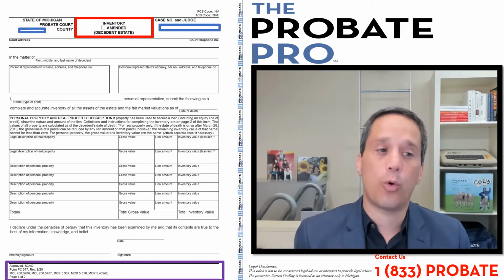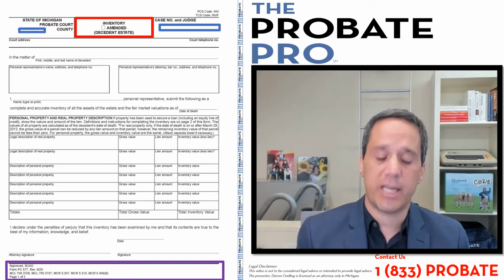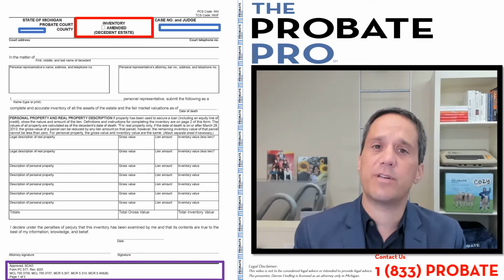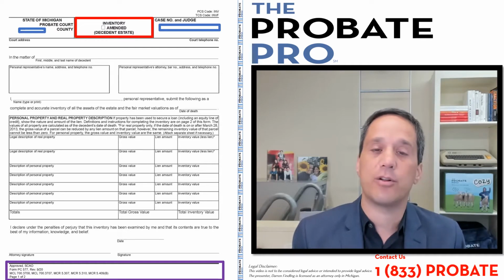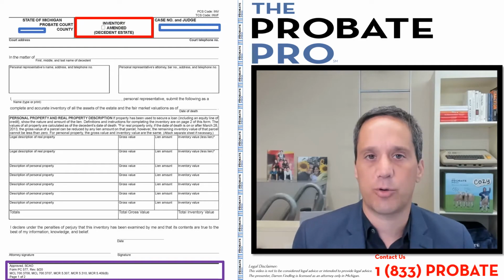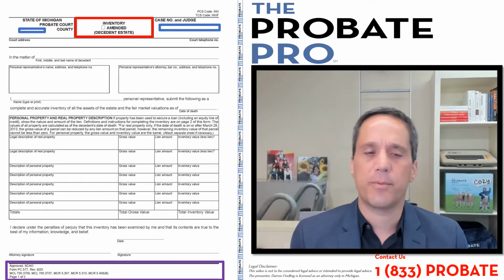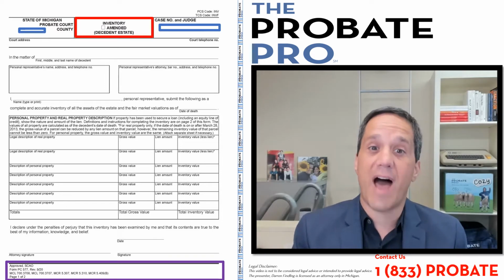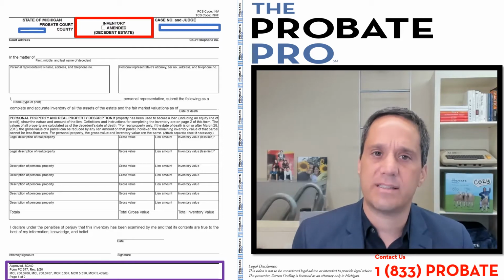In the top left corner is the county. It's the county in which this probate proceeding is occurring in Michigan. Now remember, this inventory is required to be presented or filed to the probate court within 91 days after the appointment of the personal representative. What do we mean by that? Presented or filed? Well, you have every right to file it, which means you're making it of public record within a probate estate, but you can also present it to the probate court.